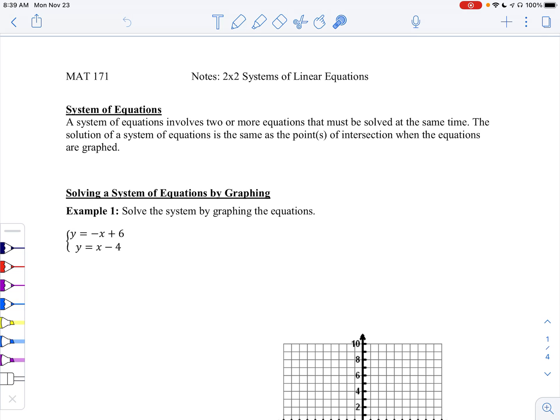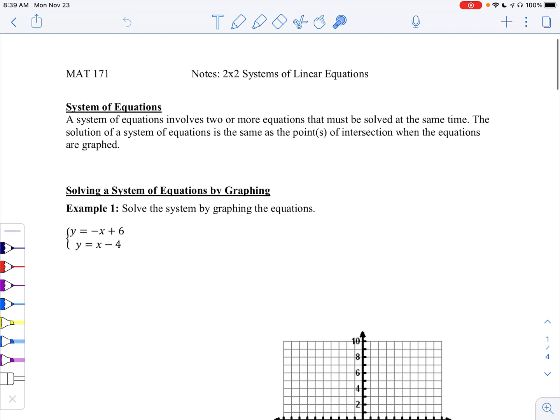Later on in this unit, we're going to look at 3 by 3 systems of linear equations, and that just means three equations and three variables. So we're going to look at three different ways that we can solve these 2 by 2 systems. The first way is going to be by graphing the functions. Then we're going to look at something called substitution. And then the last way we're going to look at is elimination. So we're going to go through all of these different techniques in this video to solve these systems.